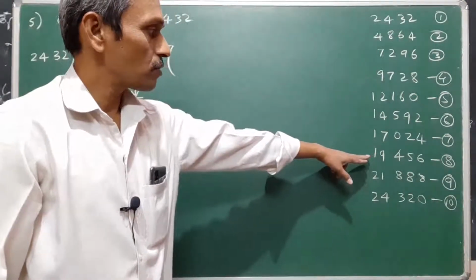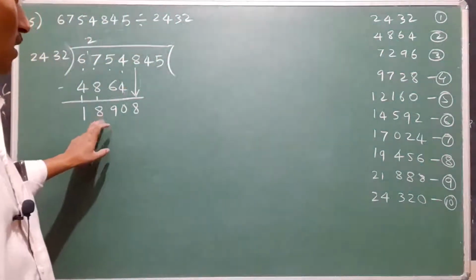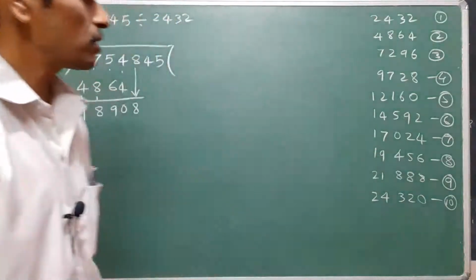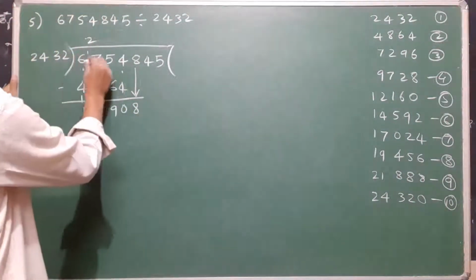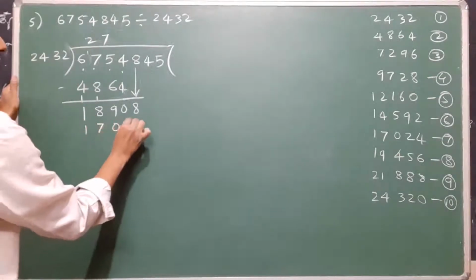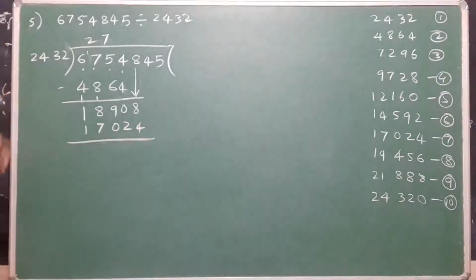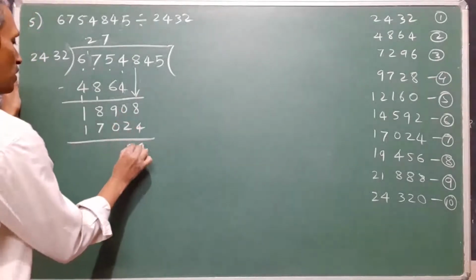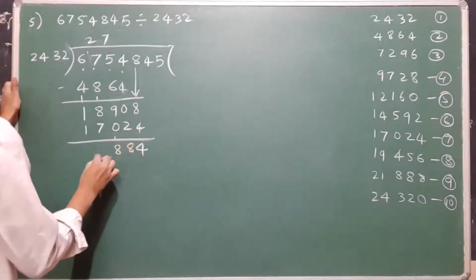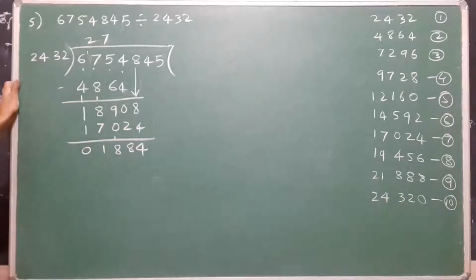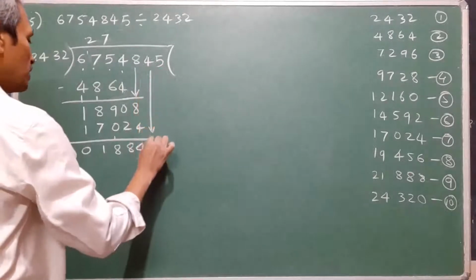Here 17024, 19456 is there, which is greater than this 18908. So take less than this one, this 17024. That is 7s are 2432, 7s are 17024. Now subtract this one. 4, 8, 8. This is 1, 0, 1884. We'll get. Now take next digit down and write here.